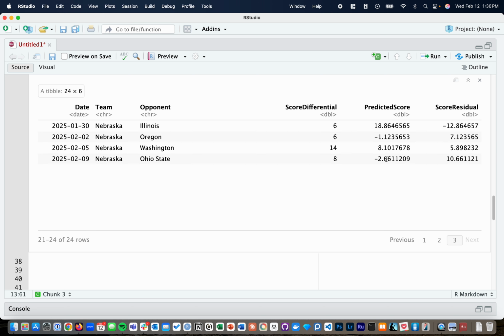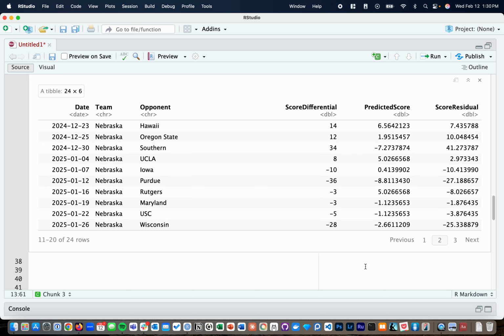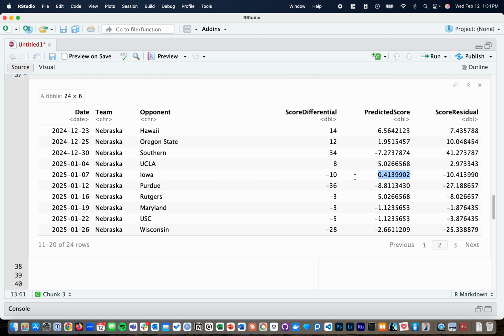Should have lost to Ohio State. Should have lost to Oregon. Should have beat Rutgers according to turnovers. We only should have lost by 8 to Purdue. I wish. Lost by 10 to Iowa. Should have eked out maybe a win. So, yeah. This is what you get when you have a model that's not terribly predictive.